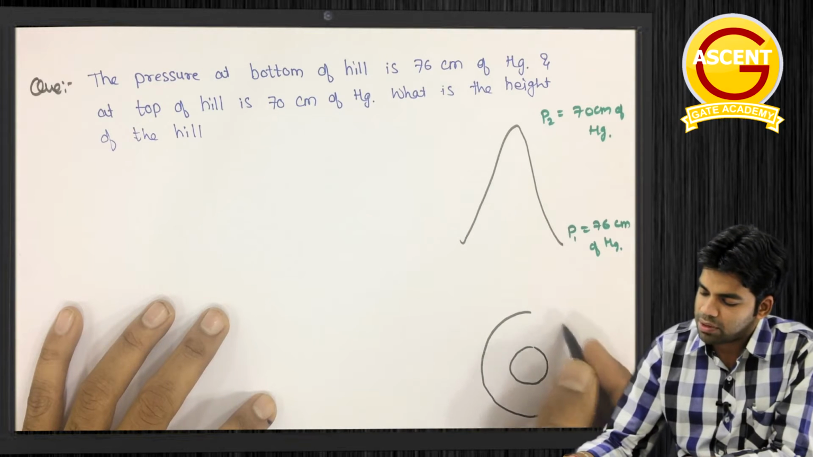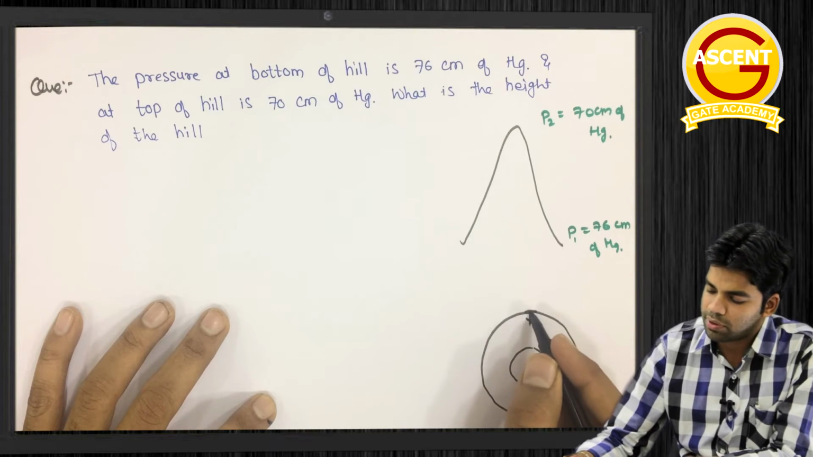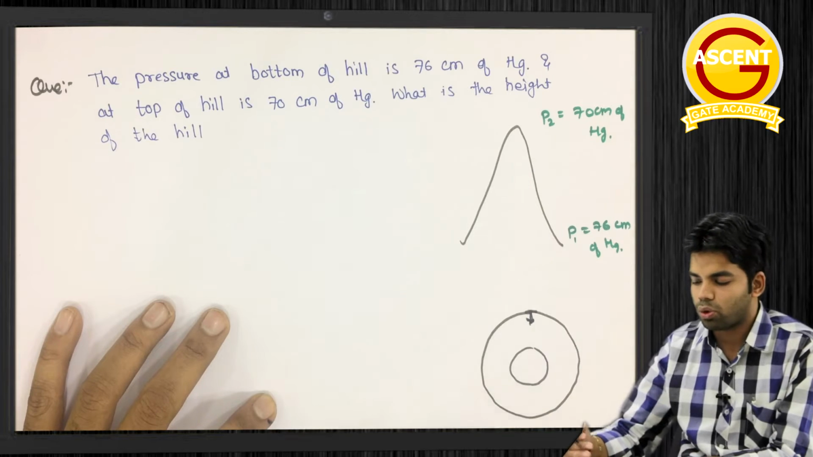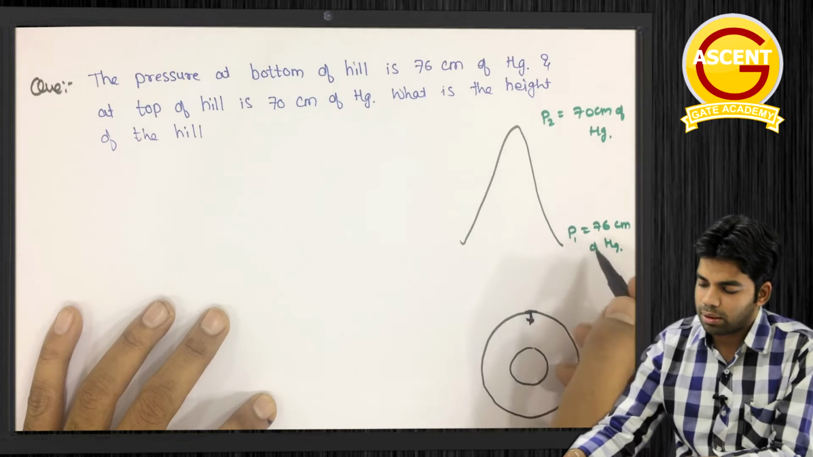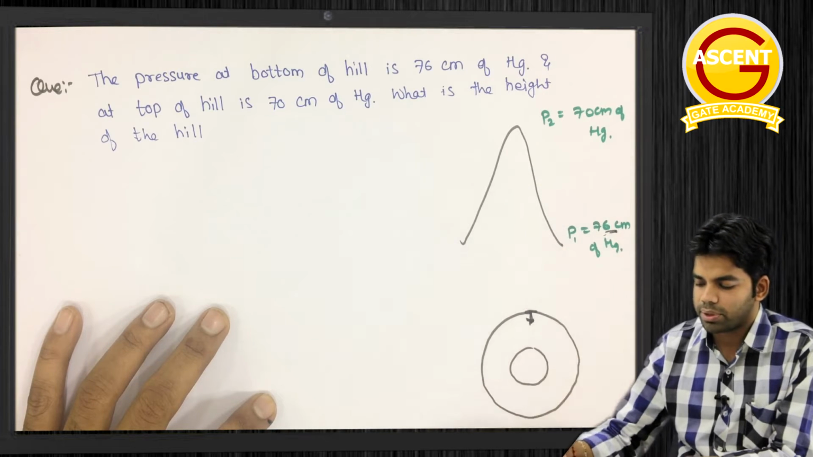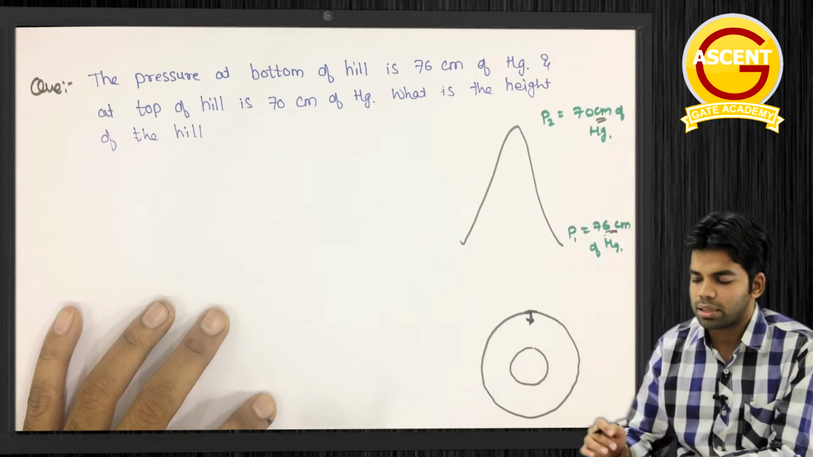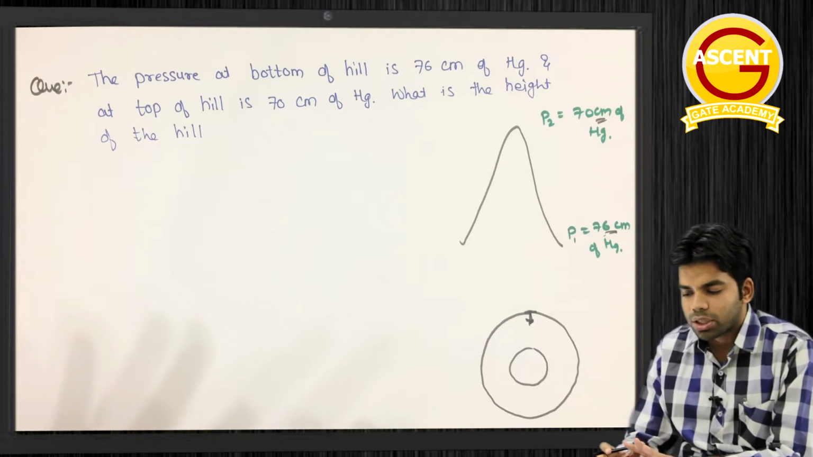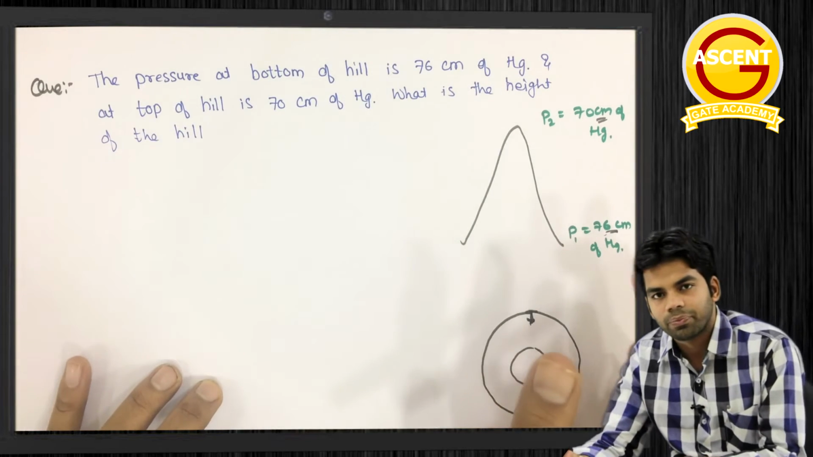Okay, and as we are coming down from the topmost layer of the atmosphere, the pressure will go on increasing because more and more fluid will be above us. Getting this or not? Okay, so at the bottom of the hill it is 76 centimeter of Hg. As we go to the top of the hill, the pressure is decreasing, and at the top the pressure is 70 centimeter of Hg. Okay, and as I told you, this pressure difference is because of the air which is present between the hills.